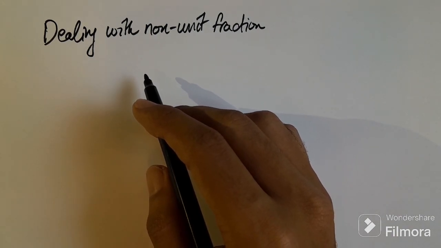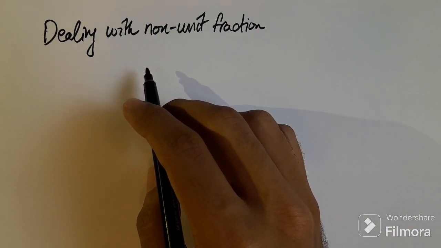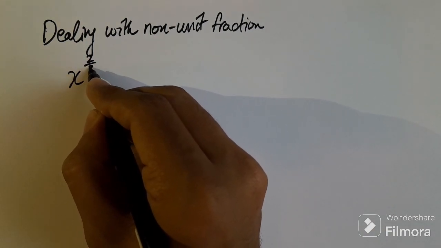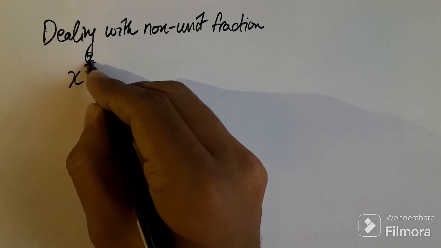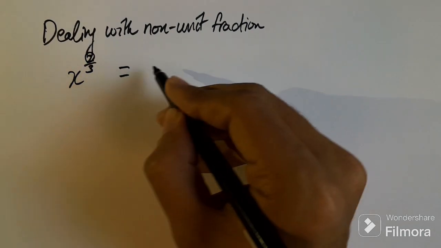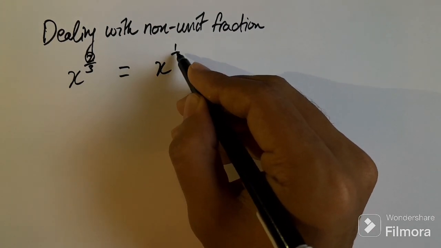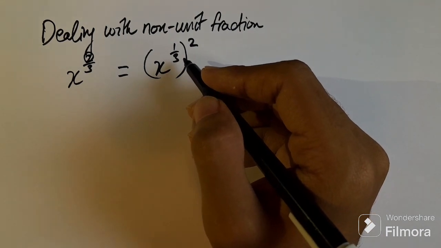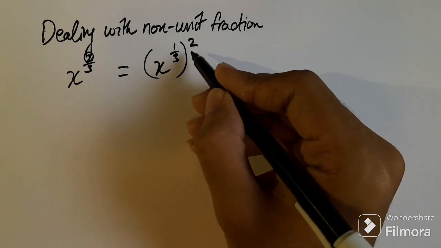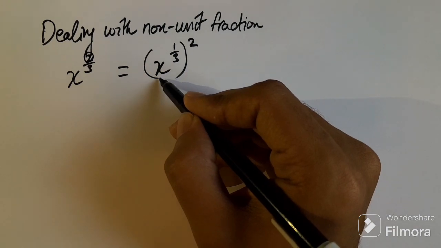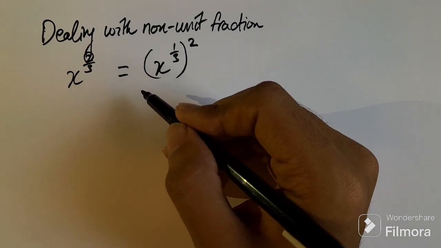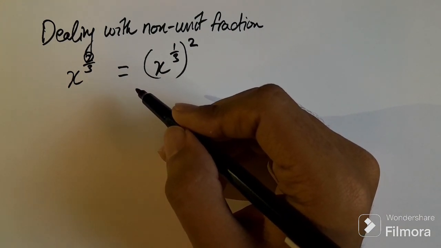For example, if we have x to the power of 2 over 3, first we will move 2 on the outside, so we will write x to the power of 1 over 3, all to the power of 2. This is what we will do, because in this we have made an x to the power of 1 over 3. In the previous video I explained what index notation and root sign are.